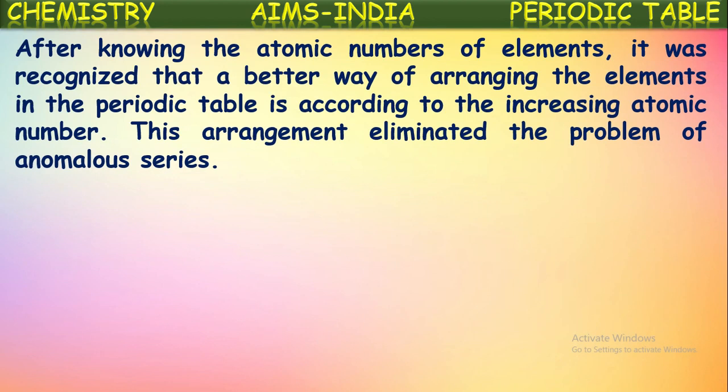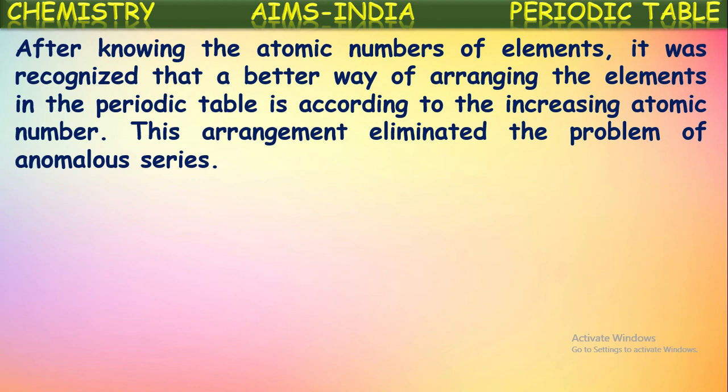After knowing the atomic numbers of elements, it was recognized that a better way of arranging elements in the periodic table is according to the increasing order of their atomic numbers instead of atomic weights. Until Mendeleev, all the scientists considered atomic weight as the fundamental basis for classification of elements. But for the first time, Moseley concluded that atomic number is more appropriate, and it is the fundamental unit which can be chosen for classification of elements.